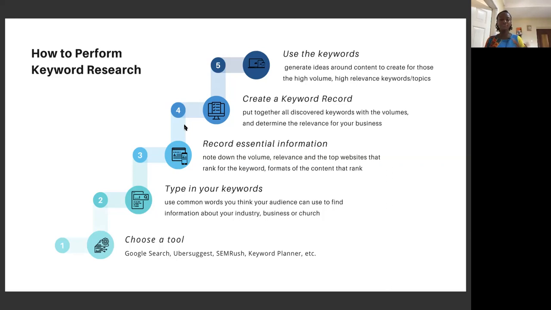Then thirdly, because I have already spoken about typing in the keyword, you choose a tool, you put in your keywords, you record the essential information. So essential information here is, what is the volume? Usually when you do a Google search, you can see 3 million results. That gives you a little bit of an idea of how many people are tapping into that particular keyword. And it gives you a fair idea of the competition that you'll be up against.